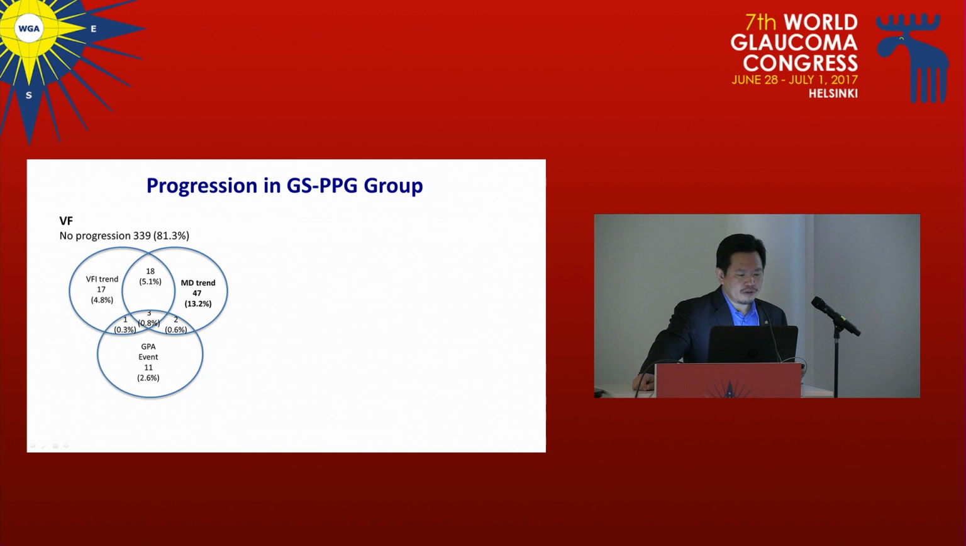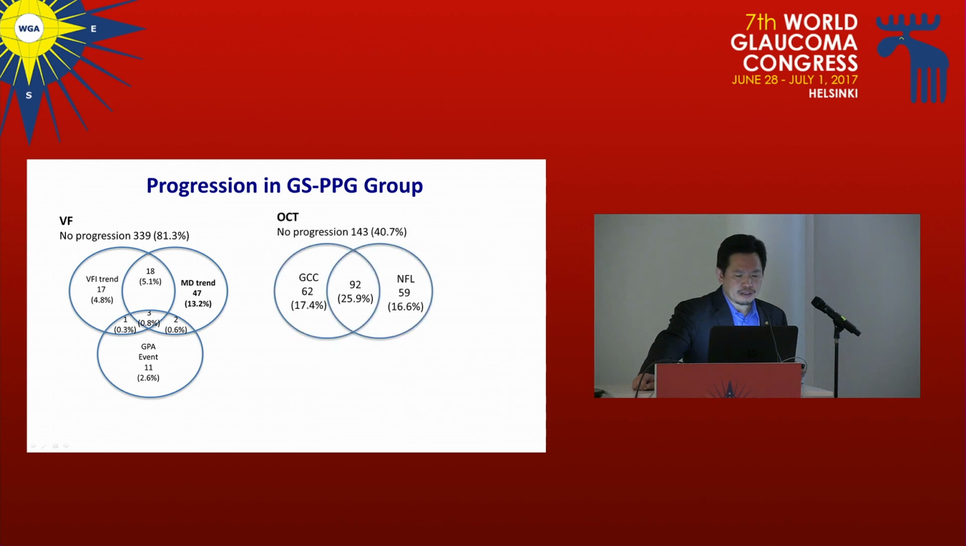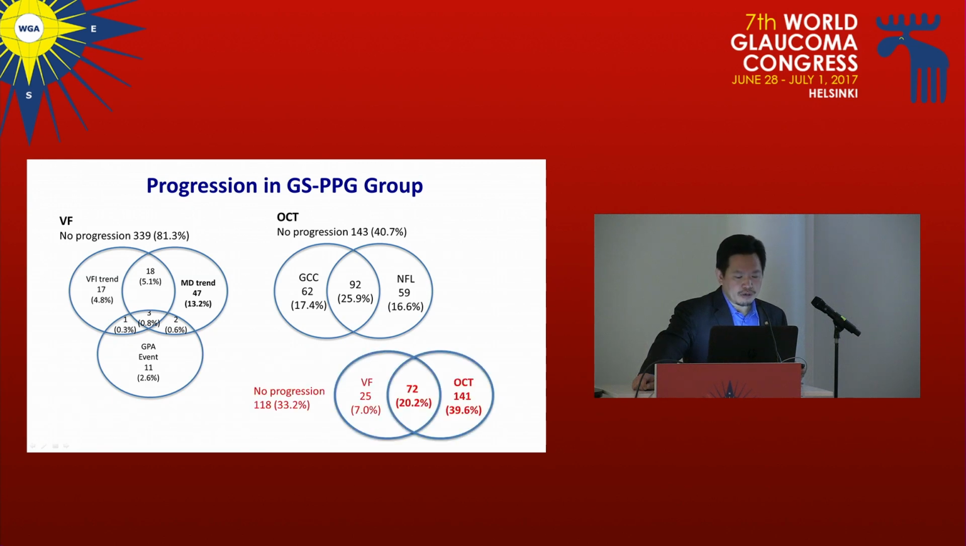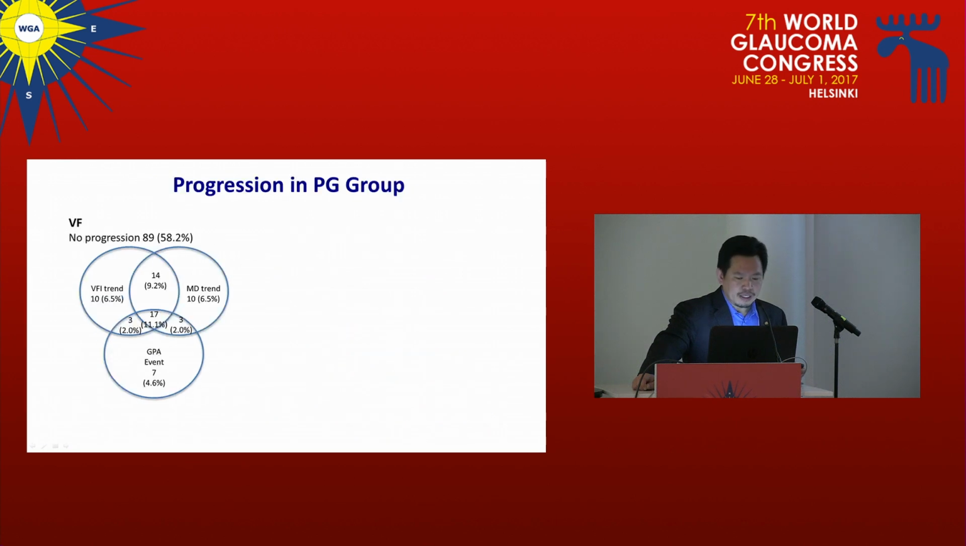So in visual field, MD, mean deviation, actually worked best in this very early group. And nerve fiber layer and GCC were both important with moderate overlap. And comparing OCT and visual field, OCT was far more sensitive in picking up progression in this early stage of the disease. Now let's look at the parametric glaucoma group.